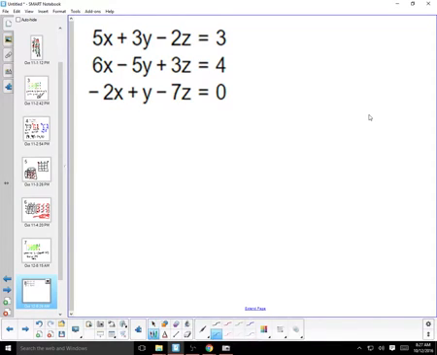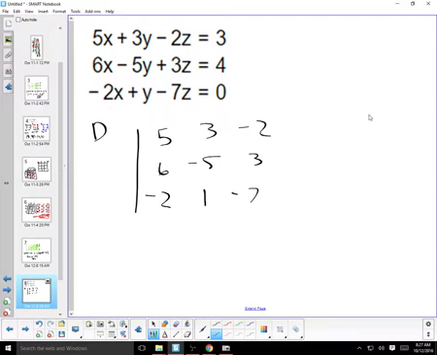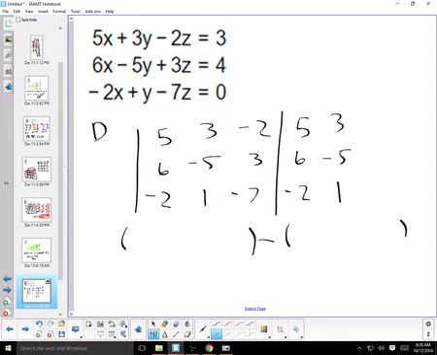Let's start with D. D is going to have 5, 6, -2, 3, -5, 1, -2, 3, -7. And I'm going to augment that with 5, 6, -2, 3, -5, 1. Okay? So I'm going to start with something minus something, right? Always something minus something.